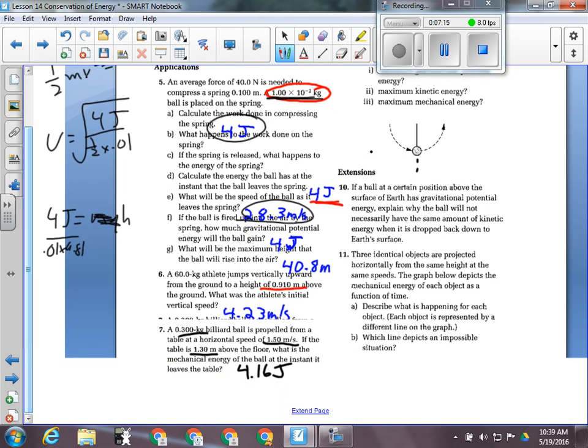Okay, I want you guys to do 7 and 10. 7 and 10, please. Okay, working on 7 and 10 right now. Okay, and then we're going to go into something else here.